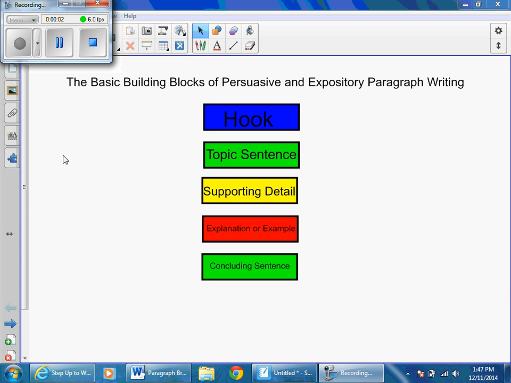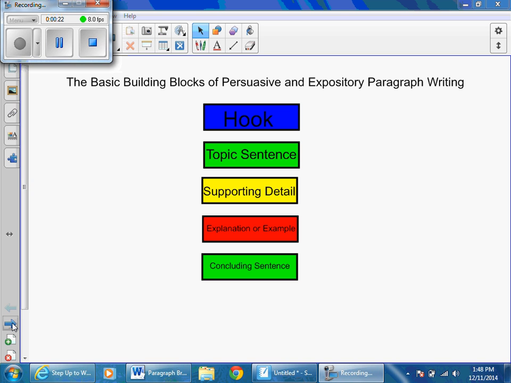All right, today we're going to go over the basic building blocks of persuasive and expository paragraph writing. As we mentioned in class, we color code each of the different components of our planning, starting with the hook, followed by topic sentence, supporting details, explanations and examples, and concluding sentences.